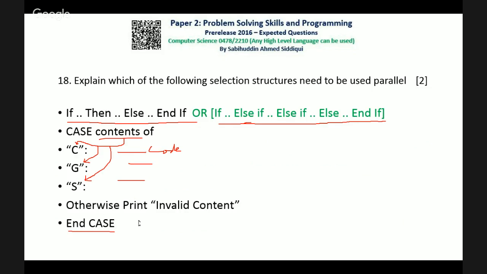So now you have done the second part of expected questions for pre-release 2016 computer science 2210 and 0478. So I hope that you will like this and you will understand and get ready to prepare and to appear in the exam. Thanks for watching.